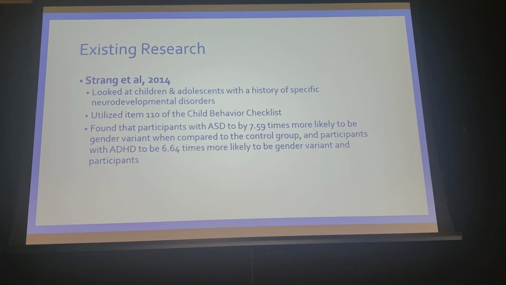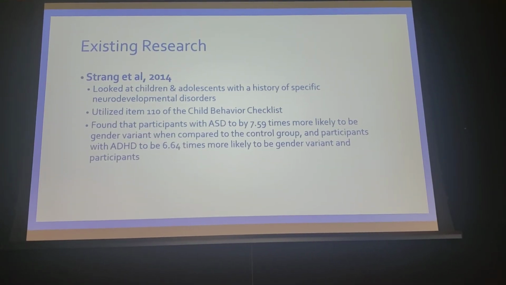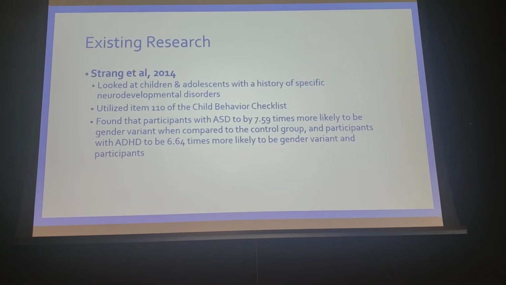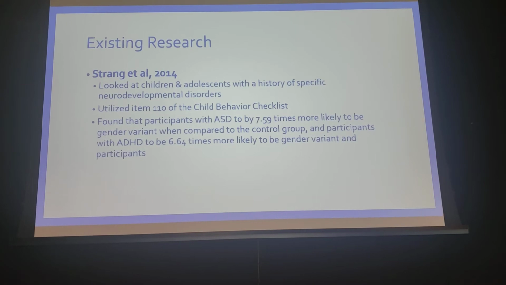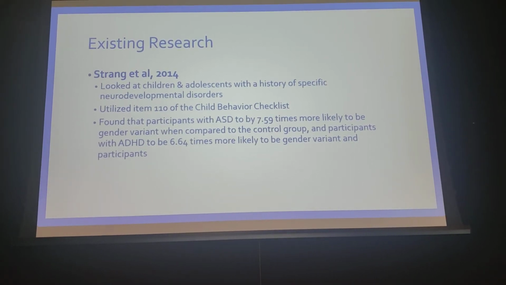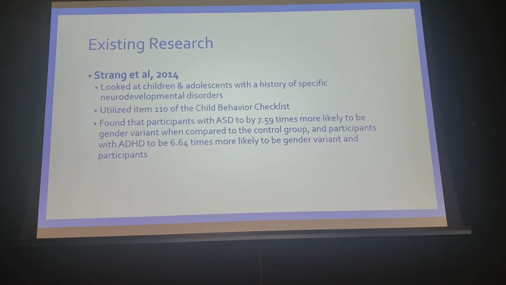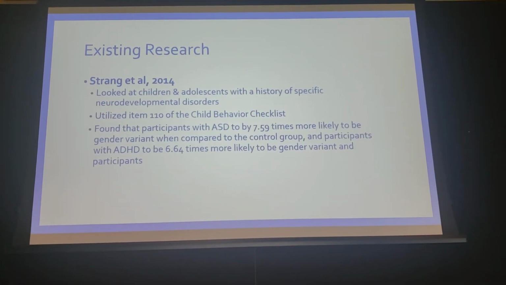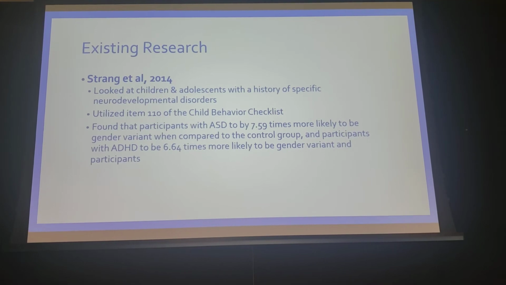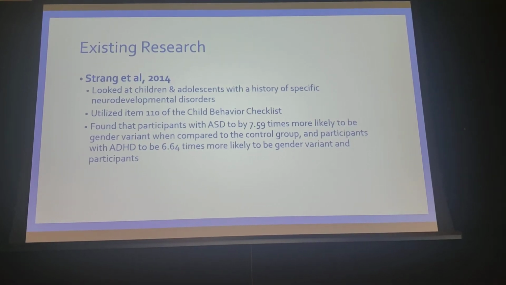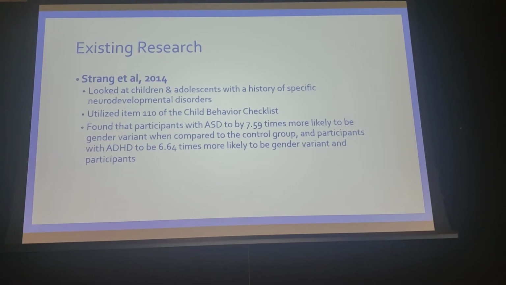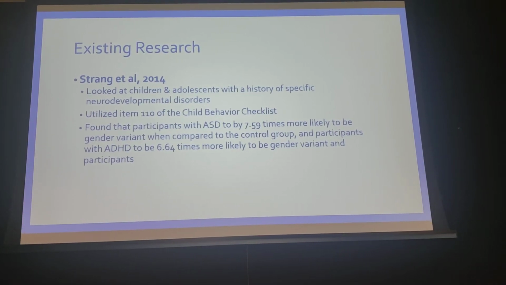Then the next big study on this topic was done in 2014, and this one, rather than looking at a group of gender divergent children looking for neurodivergencies, looked at a group of children with specific neurodevelopmental disorders, using item 110 of the Child Behavioral Checklist, which is a form completed by parents to help detect and diagnose behavioral and developmental problems in kids and teens.